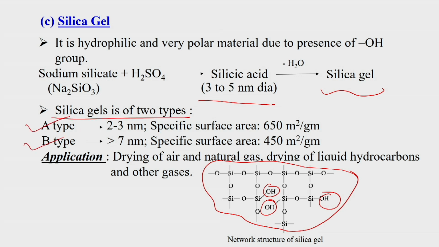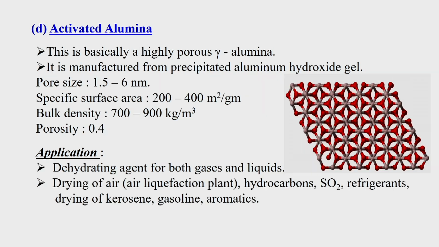In case of the A type, the pore size is 2 to 3 nanometer, very small, that is why the specific surface area is very high, that is 650 meter square per gram. Whereas the B type has a very high diameter, greater than 7 nanometer, that is why the specific surface area is very low. Okay, so the applications are drying of air and natural gases, then drying of liquid hydrocarbons and other gases, and also it is a dehydrating medium for many electronic devices like desktops or television sets, where silica gels are used.